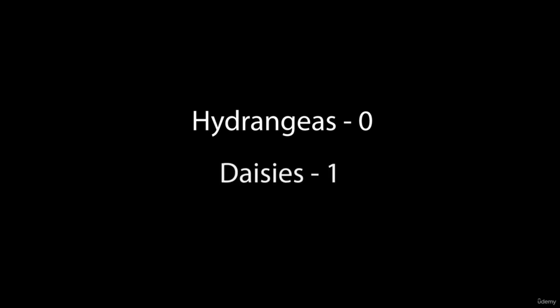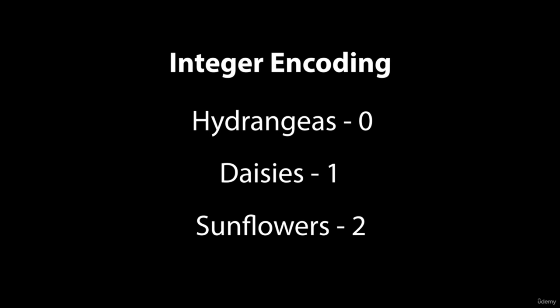Now, neural networks work with numbers and not words or letters. So having an output of a word like sunflower isn't feasible. So to help with this, a possible solution could be to label the hydrangeas, daisies, and sunflowers with numbers. For example, hydrangeas would be labeled with 0, daisies would be labeled with 1, and sunflowers would be labeled with 2. This is referred to as integer encoding. Now, that is a possible solution. However, it is not one that we will be using.